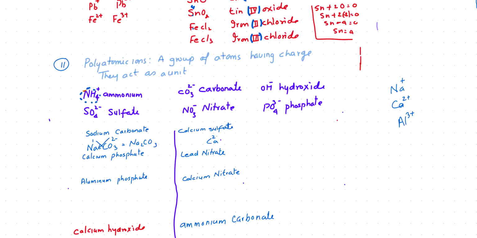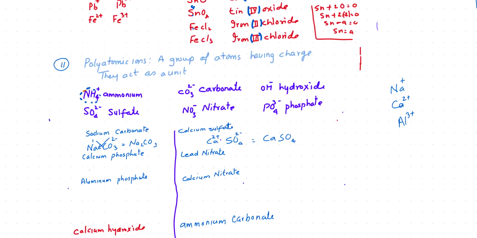Calcium sulfate. Calcium is Ca, having 2 positive charges. Sulfate is SO4 and 2 negative charge. So 2 positive, 2 negative, if we add, it comes to 0. So the formula will be just CaSO4. When they have equal and opposite charges, the total should come to 0, then the formula is CaSO4.